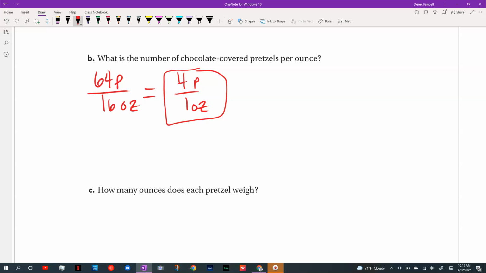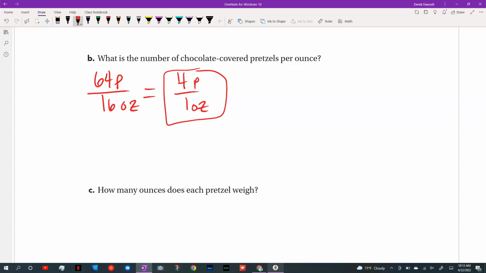Yes, sir. I did 4 P every O and I got it wrong. I wasn't sure what P and O were. Up here I have P equals pretzel and O equals ounce. Cool. So give that back to me after we're done, and I'll give you that point back, okay?